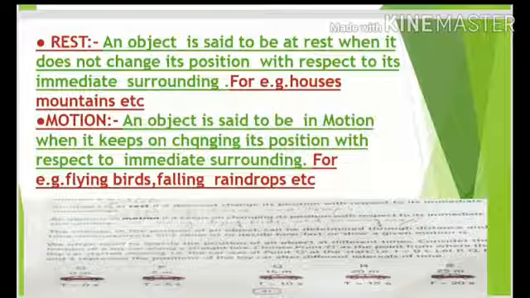And an object is said to be in motion when it keeps on changing its position with respect to immediate surrounding. For example, flying bird. अभी एक मिनट के अंदर उसकी सराउंडिंग कुछ है तो अगले मिनट के अंदर कुछ हो जाती है, like falling raindrops, a moving bus. All these are good examples of objects in motion. In this way, you can easily differentiate between which object is at rest and which one is in motion.